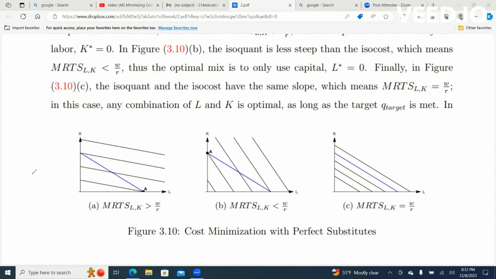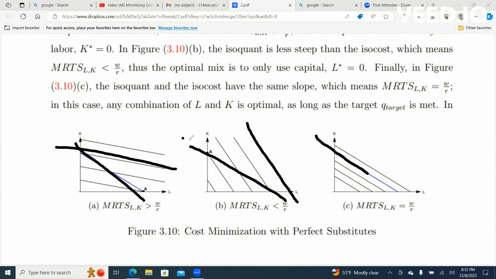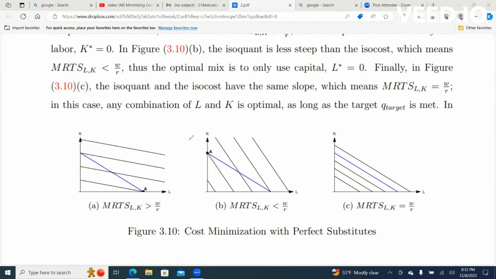Okay, so it's hard to interpret all the math that they do, but they're just saying that the slope of the isoquant is greater than the slope of the isocost. The slope of the isoquant is less than the slope of the isocost. The slope of the isoquant is equal to the slope of the isocost. It doesn't matter what we say there.